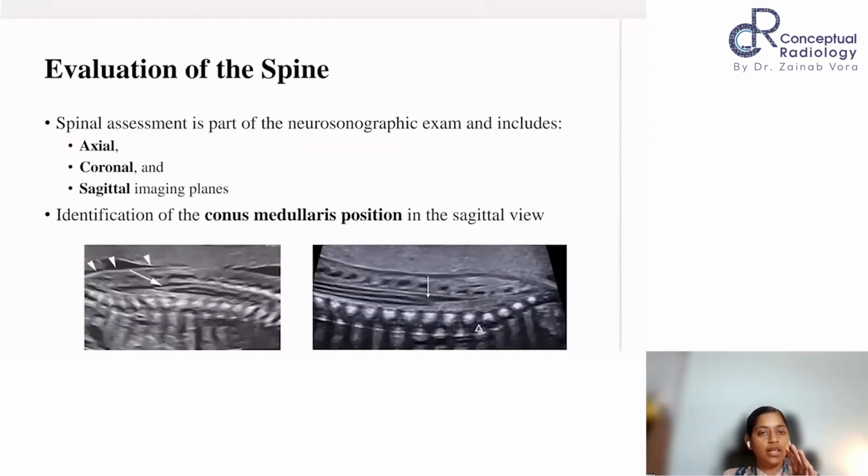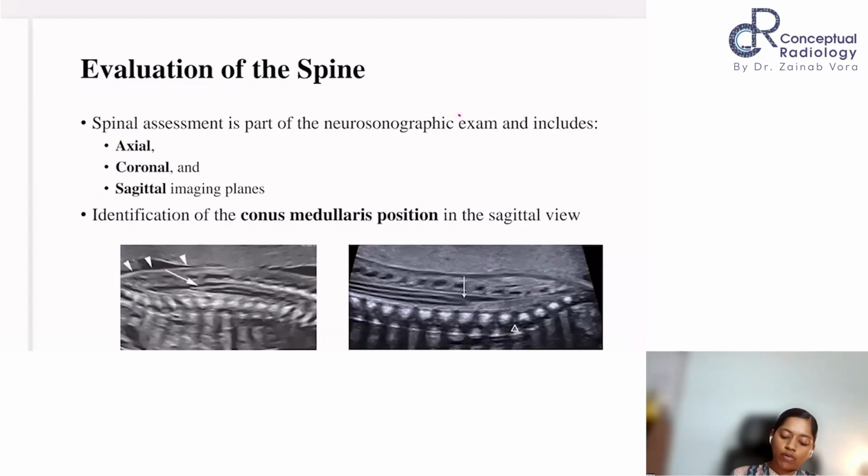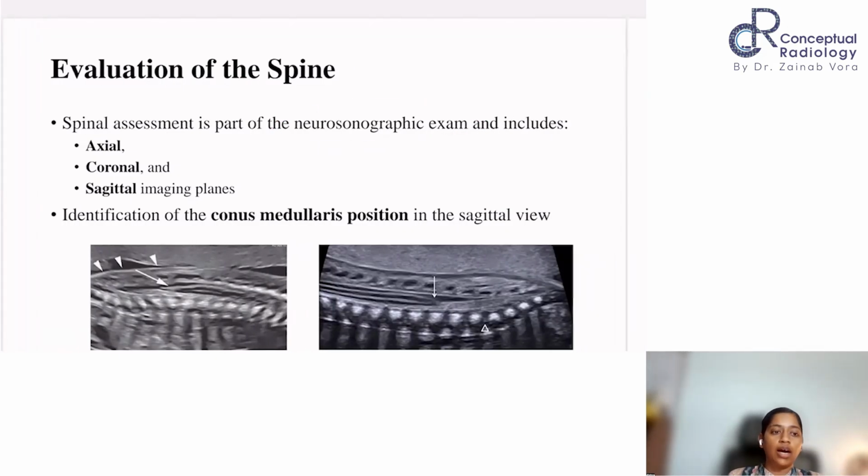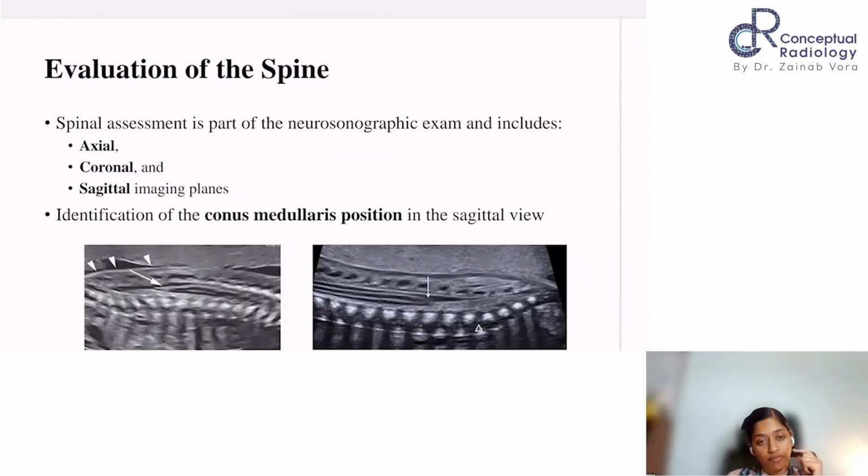So this was about the CNS, the brain. We saw the axial plane, coronal, and sagittal. Evaluation of the spine is also a part of our neurosonographic examination. Again, three planes. The ideal work is to identify the conus medullaris. That is the main question of the hour. Whenever you are imaging the spine, your report should always mention where the conus medullaris is located.